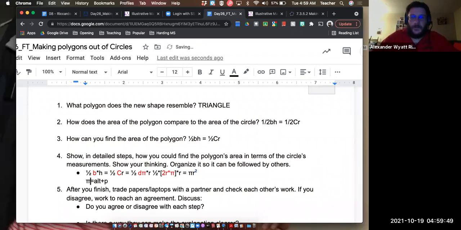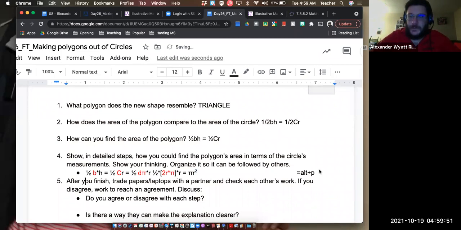Okay, so now you have how to make a circle's area from cutting it up into a triangle. Why do they make you do that? Because that's the new math.